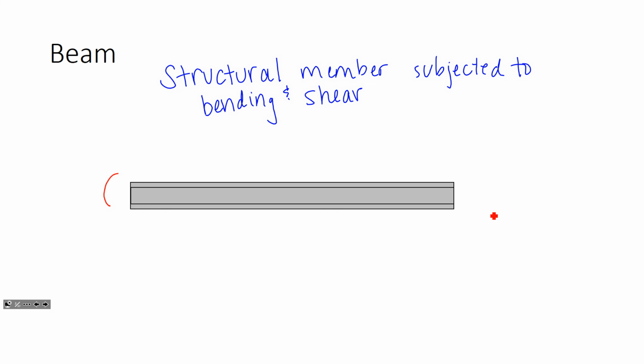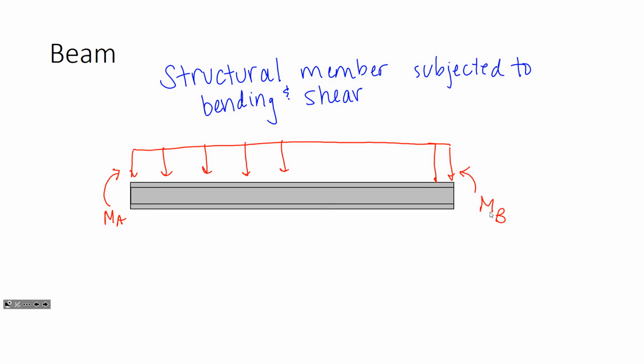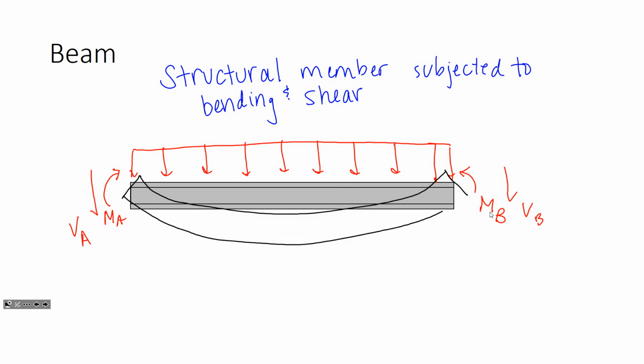You might have a moment on one end, a moment on the other end, right? Let's say this is a beam with some type of distributed load. It's got a moment on one end, a moment on the other end, shear on one end, shear on the other end. And that results in positive bending, right? Positive meaning happy, meaning it bends this way in a smiley face.